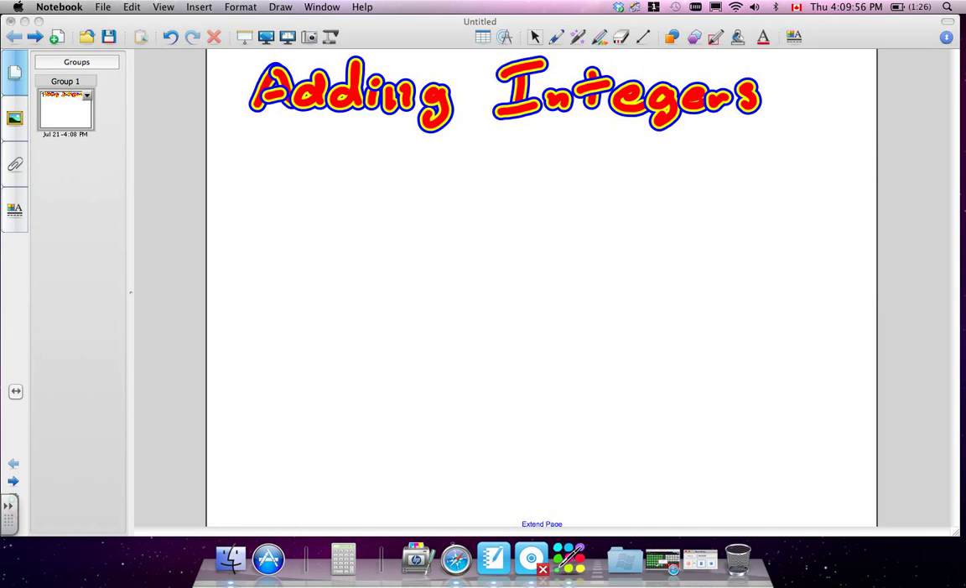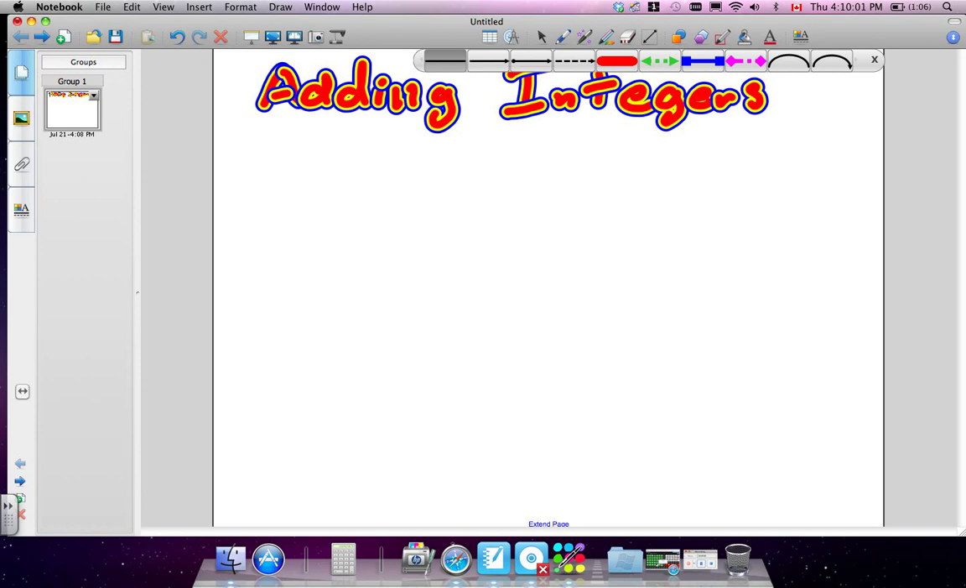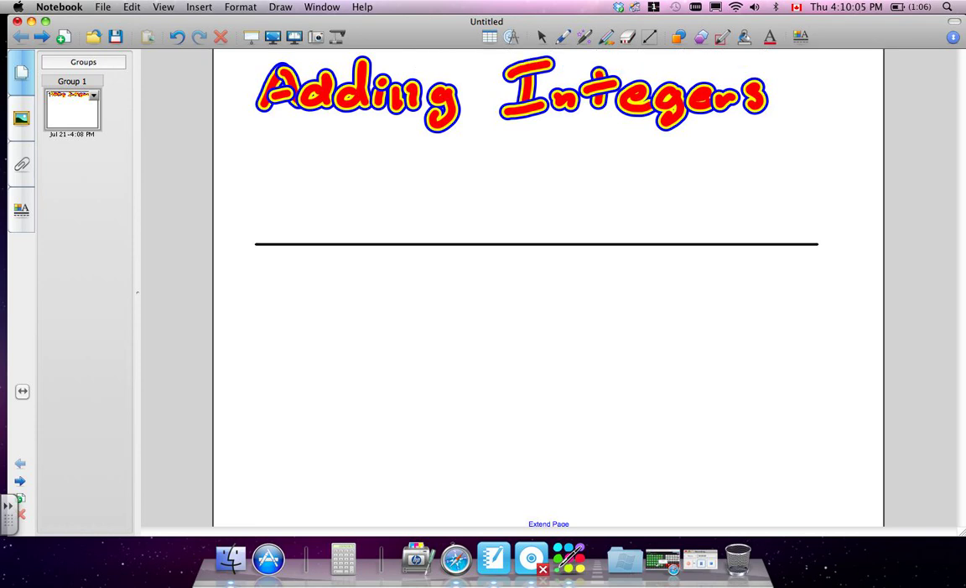Okay, so if we're adding integers, there's a couple tricks I want to show you. First, we'll do a number line. Okay, so we have our line here. Usually we put 0 in the middle.